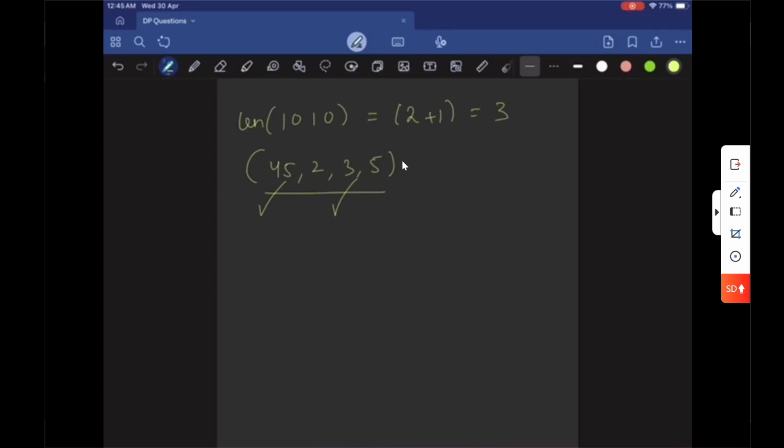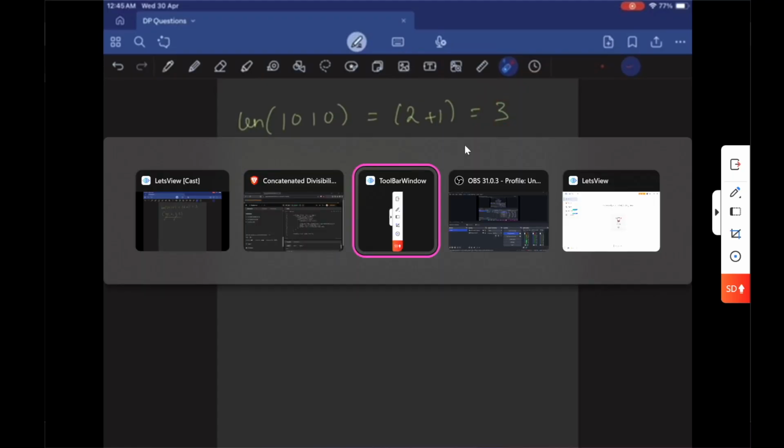Because what is this? If I say what is the length of 10101, 1010, and I add the numbers 45, 2, 3, 5. What is the length of this? If this number is set, and this number is set, what is the total length? 2 plus 1, which is exactly equal to 3, isn't it? So, for any particular mask, I can already pre-calculate the length that I can have. The length came out to be 3, isn't it? So, yeah, this is what I have done over here.